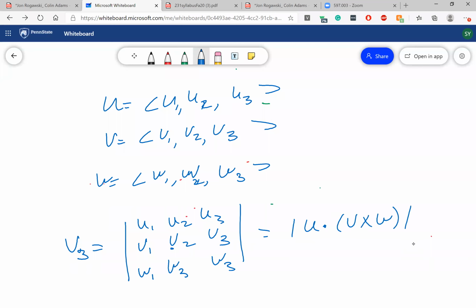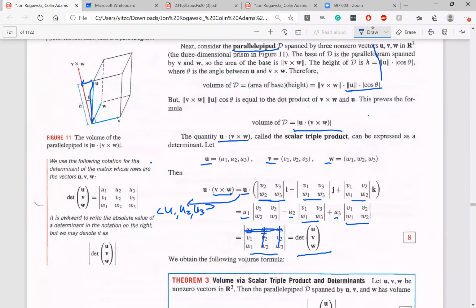Any questions about this? Is it clear? Yes, it is. What was that? Sorry. Sorry, yes, it is clear. All right, thanks.